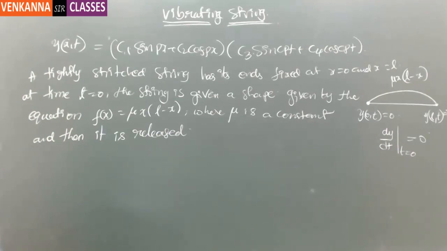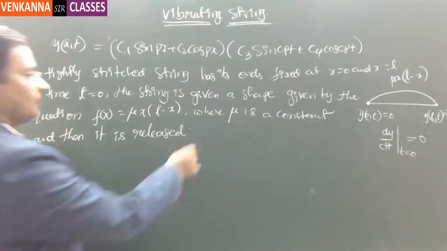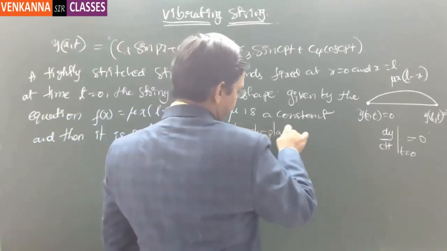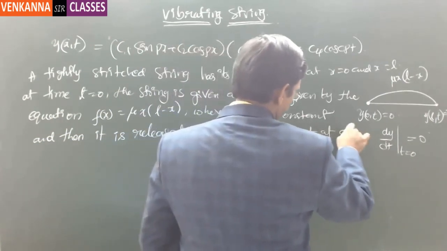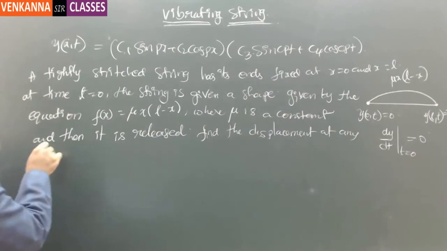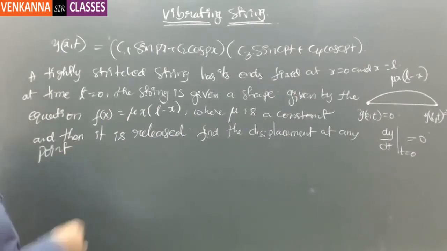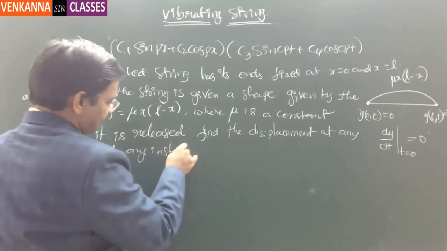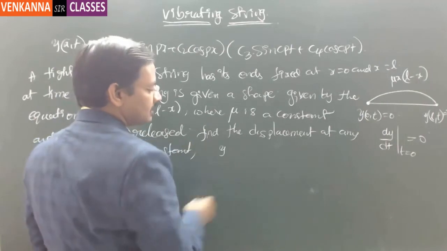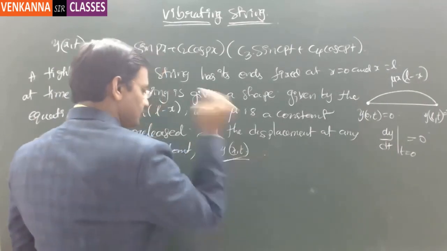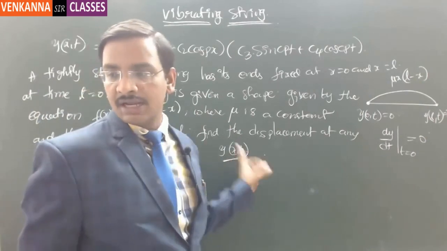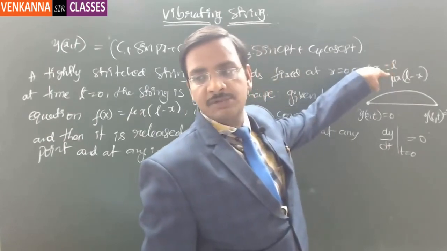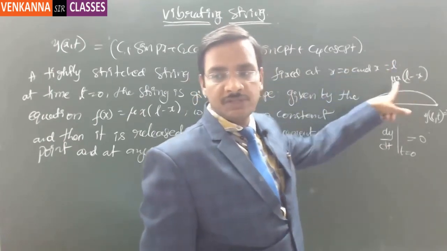Find the displacement at any point x and at any instant. So what he asked was to find y of x comma t. This is the displacement at any location x and at any time t. For this particular string, initially it was stretched like this and has a displacement of mu x into L minus x. This is the equation of this particular curve.